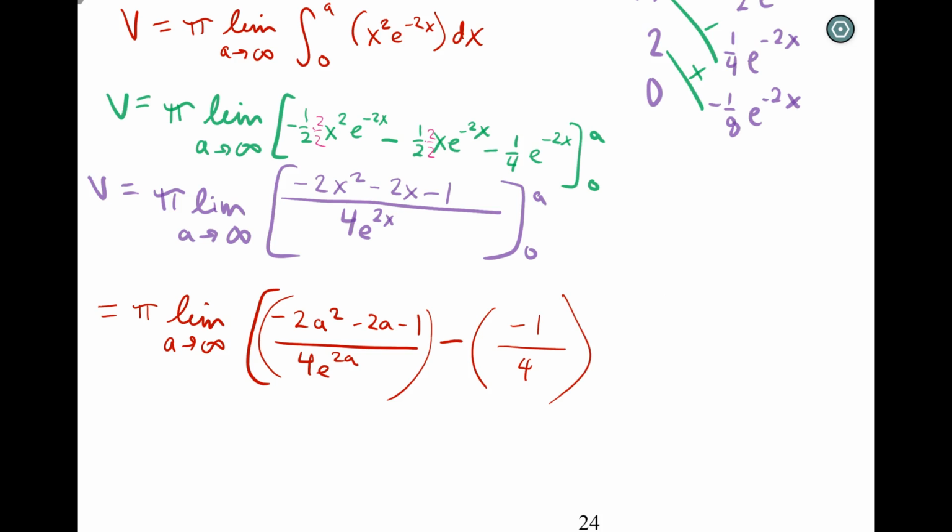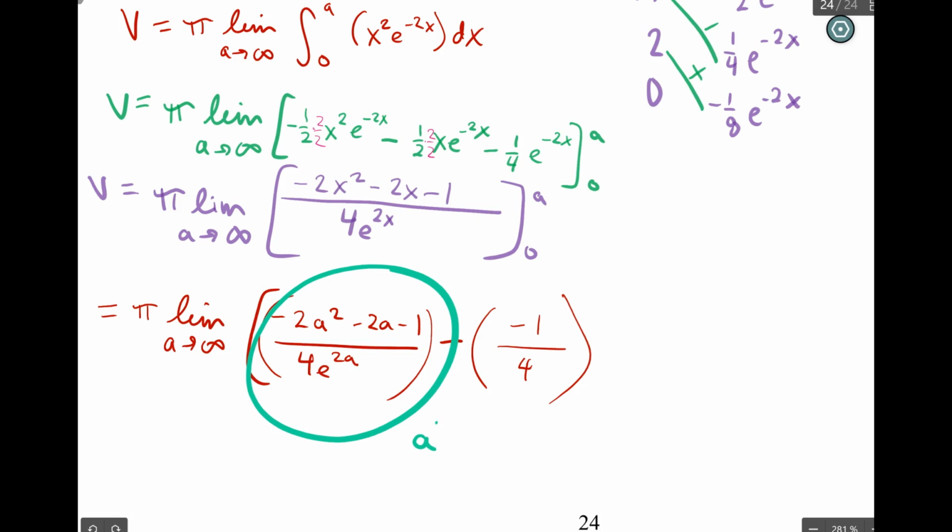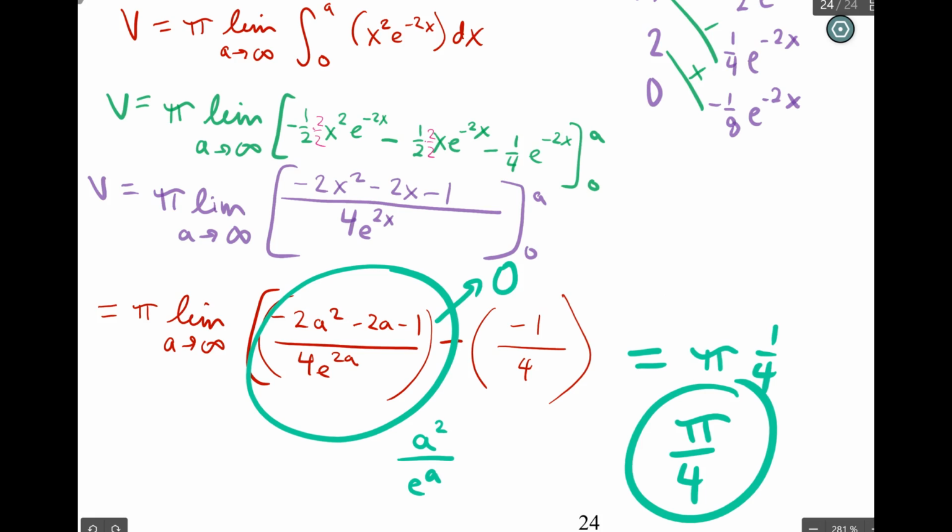Alright, as a goes to infinity, the thing I care about is a squared versus e to the infinity. So what grows faster? Negative 2a squared, or 4e to the 2 infinity? I'd like to know what happens to this term as a approaches infinity. So what's growing faster, the a squared or the e to the a? Right, the exponential grows much faster, so this whole thing goes to 0. So this is going to be equal to pi times a fourth, aka pi over 4. That's it. End of lesson. I'll see you tomorrow.